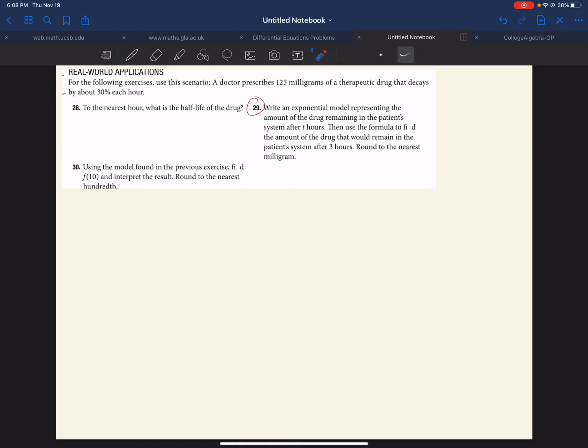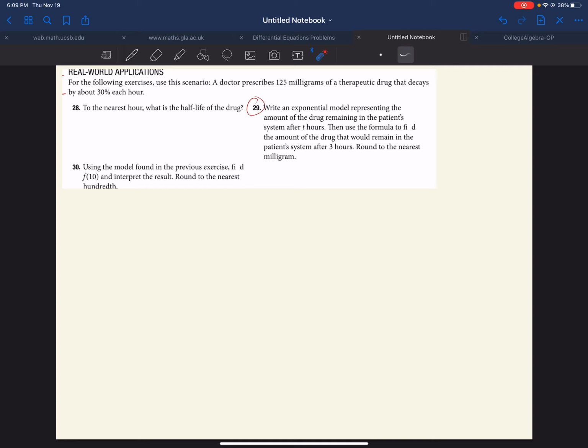So when we read the statement of this problem, it says, use this scenario for the following problems. A doctor is going to give 125 milligrams of some drug, and it decays by about 30% an hour. So a lot of people, if you take it just literally, they will take k to be negative 0.3. That's what it would be if it dropped that much.